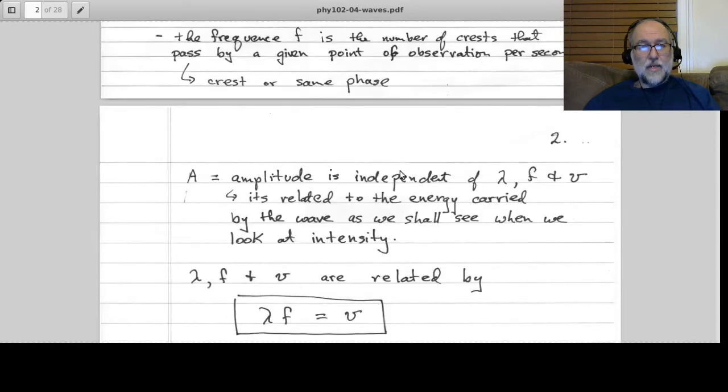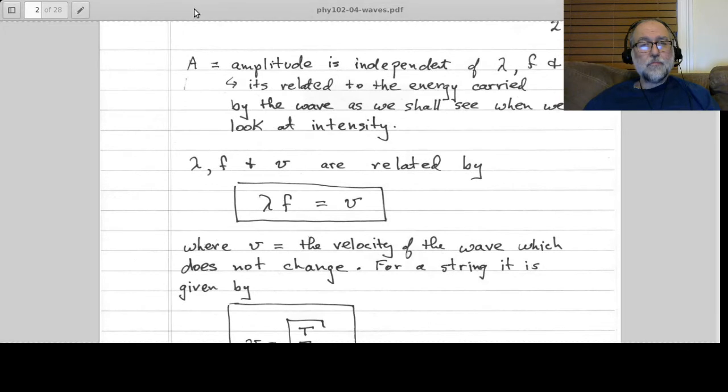All right, so there we go. We've got some properties of waves, and it turns out that lambda, f, and v, that is the wavelength, the frequency, and the velocity, are not independent of one another. They're actually dependent, and they have to obey this formula here. Lambda multiplied by f is equal to the velocity. I'll show you why in just a second.